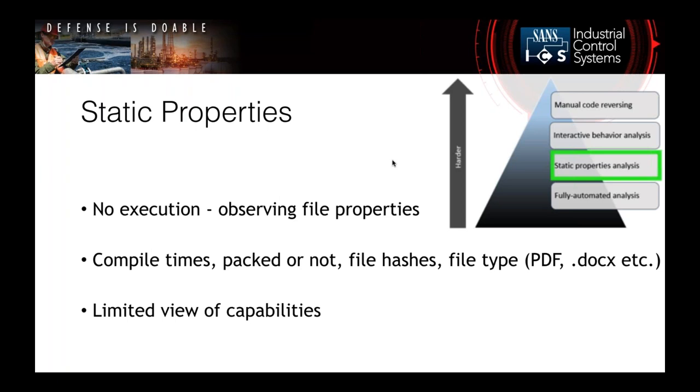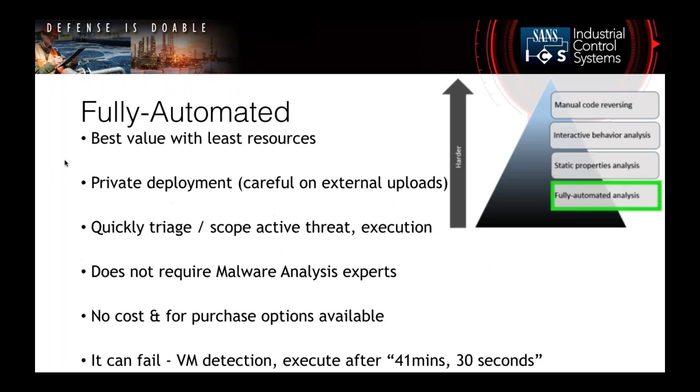With static properties analysis in general, though, you do get a limited view of the capabilities. You're not going to fully understand how the malware works, but it's fairly quick to do. Now, if you do want to do static file properties analysis on a number of files, you're going to want to do some scripting. So picture, for example, your organization receives 1,000 PDFs on a regular basis every hour. Stepping through that without an automated process is not going to be super valuable to you. So automating this type of analysis is actually quite effective and achievable with tools that are available, which I'll talk about in a few minutes as well. So that's the static properties file analysis. And then we'll move on to the fully automated malware analysis.